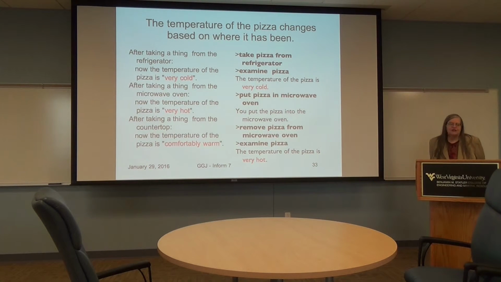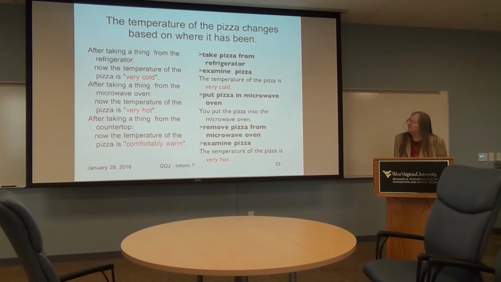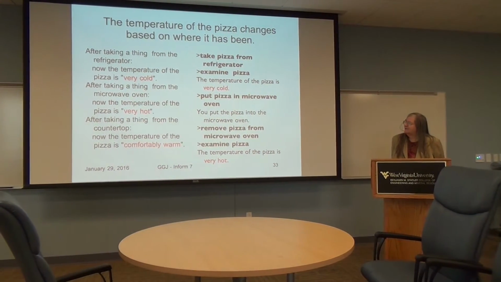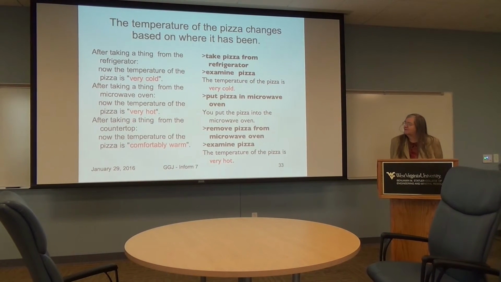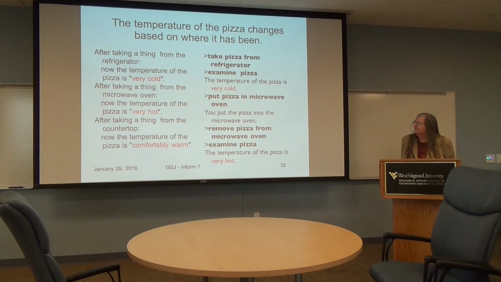And the temperature changes based on where it has been in the game. So after taking a thing from the refrigerator, I say in Inform code, now the temperature of the pizza is very cold. It just came out of the fridge. But I also say, after taking a thing from the microwave oven, now the temperature of the pizza is very hot. After taking a thing from the countertop, now the temperature of the pizza is comfortably warm. And so I've got a way of changing the value of the phrase, the temperature of the pizza.